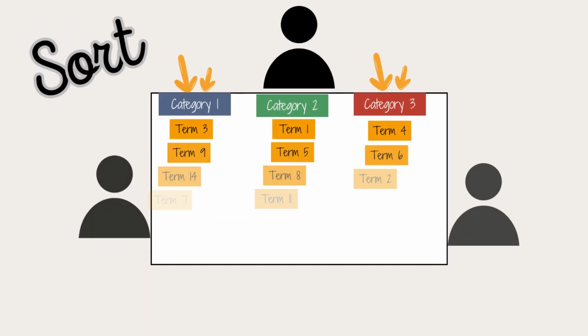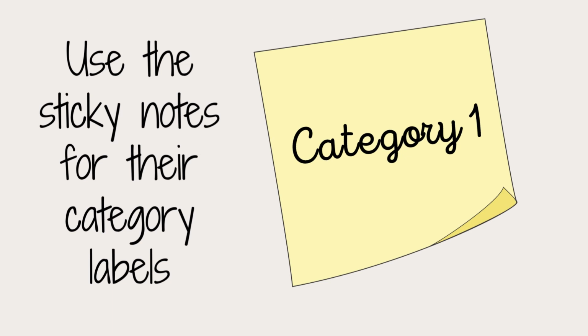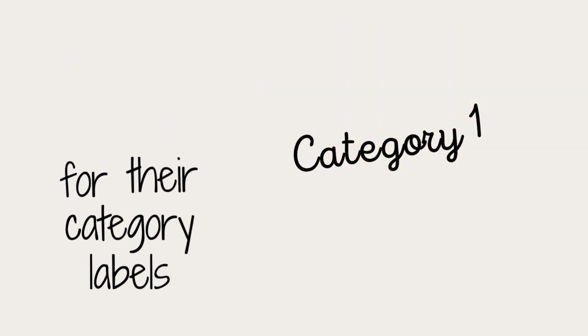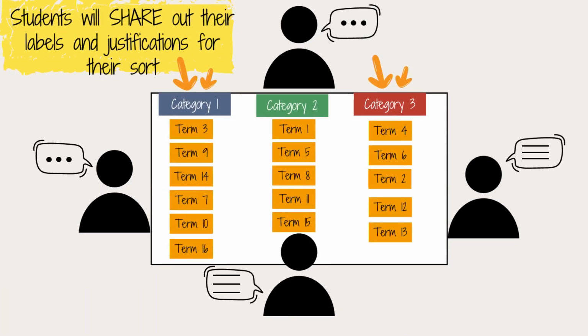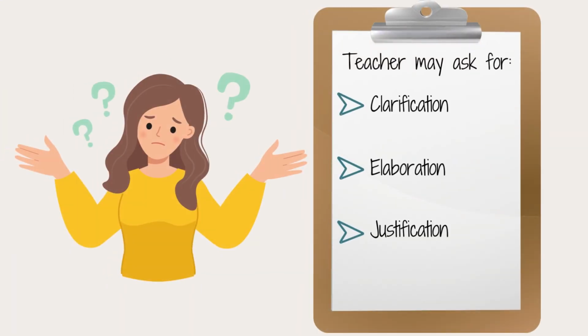Next, students will be instructed to sort the terms into 3, 4, or 5 categories based on meaning. Students will use the provided sticky notes to label each category with a specific name. Teachers will then ask the groups to share the labels they created for their terms and a rationale for their choices. When needed, the teacher can ask for clarification, elaboration, or justification of their ideas.